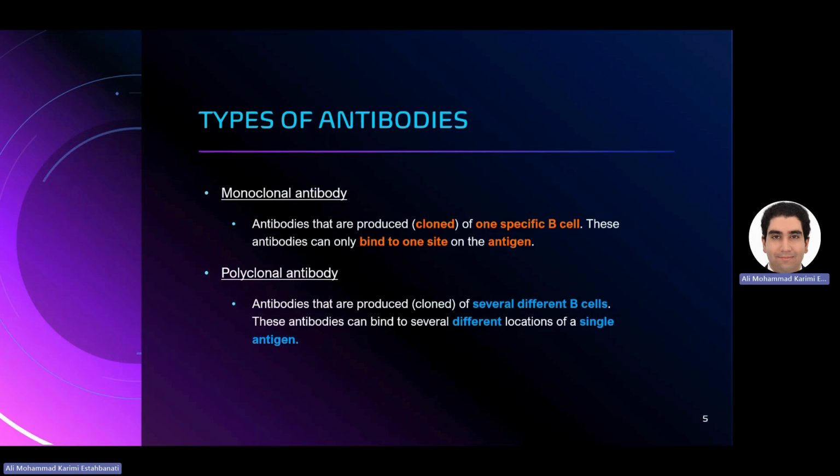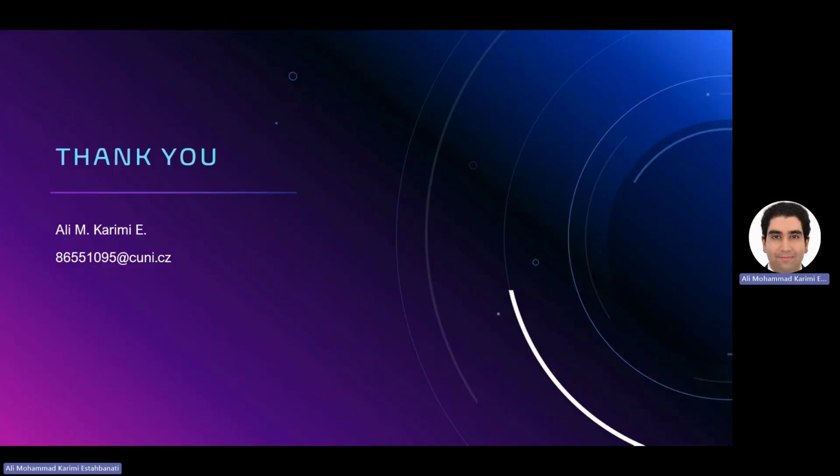However, polyclonal antibodies are all cloned, obviously, but in polyclonal, the antibodies have been cloned from several different B cells, and because there are so many different B cells, they can bind to many different places and locations on the antigen. Okay, and that is it.